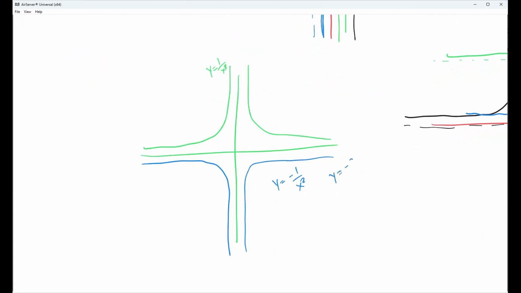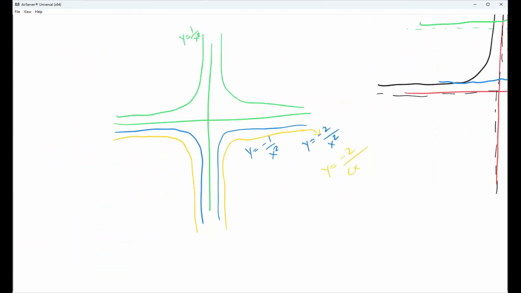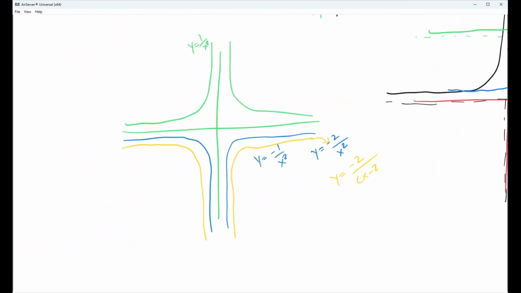What is the negative 2 do then? If I had this, what will it do? It's a vertical stretch, right? So I'm going to use the yellow. Let's do something like this. Then if I had y is equal to negative 2 over x minus 2 squared, this yellow graph will move to the right. And then if I did the plus 3, it would go up 3.